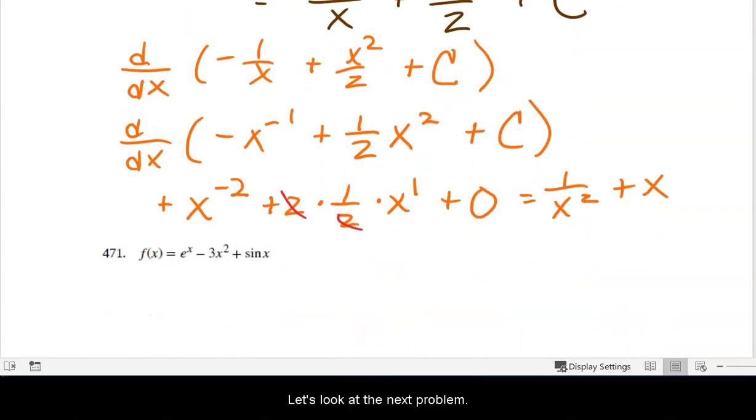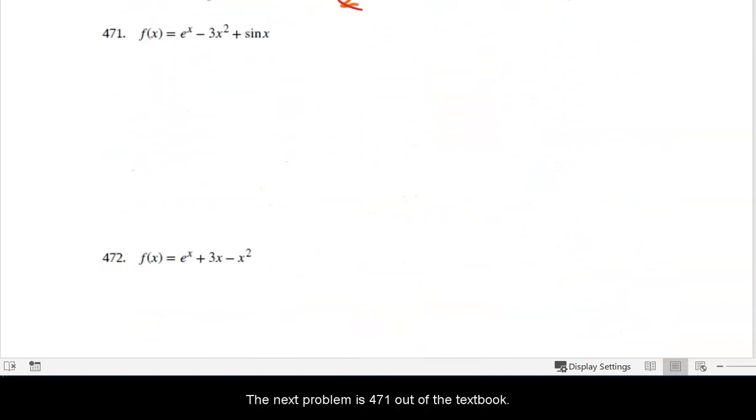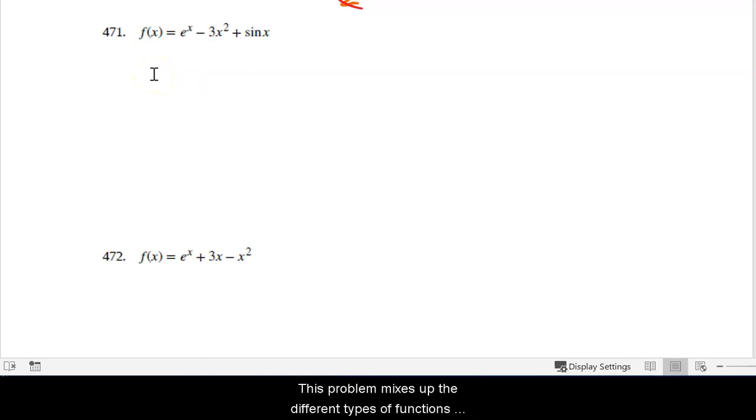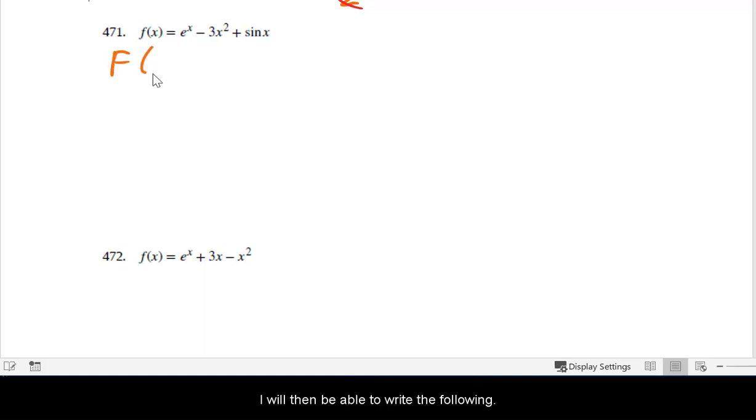Let's look at the next problem. The next problem is 471 out of the textbook. This problem mixes up the different types of functions. We have an exponential, e to the x. We have a polynomial type term, negative 3x squared, and we have a trig term, sine of x. In order to find the antiderivative function, we will need to split it into 3 separate integrals. I will then be able to write the following.